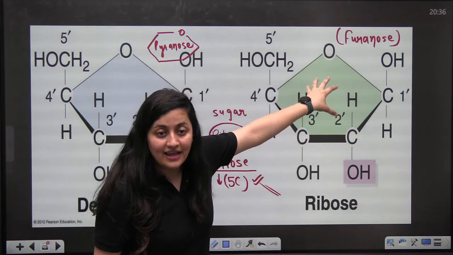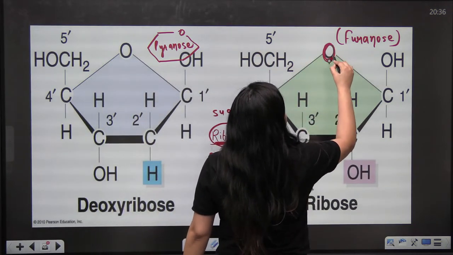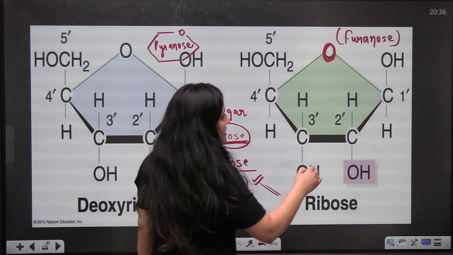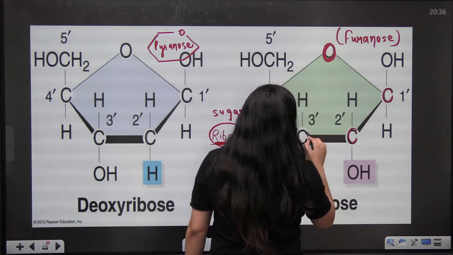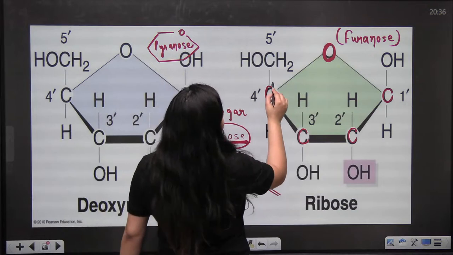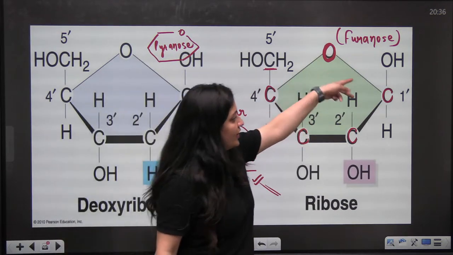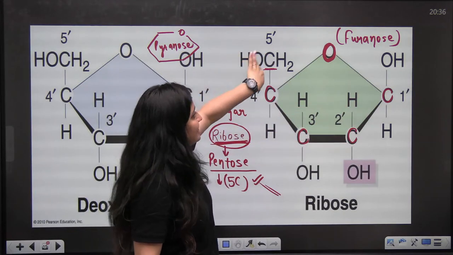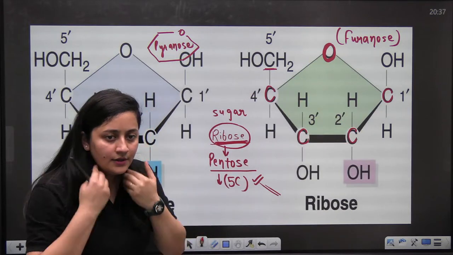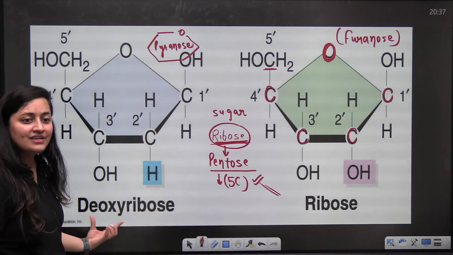In this ring, you can see this is the oxygen, one oxygen, and in the ring four carbons are present. One oxygen and four carbons are present, and the fifth carbon is here. So here OH, H, H, OH, H, OH and CH2OH and H. Now just look at the ribose structure, and now look at the deoxyribose structure.